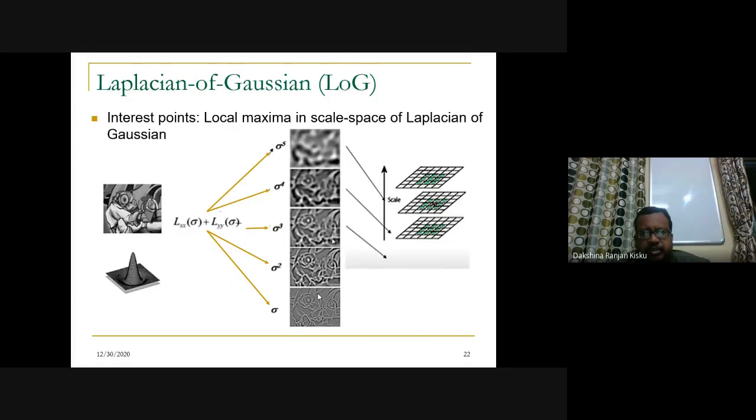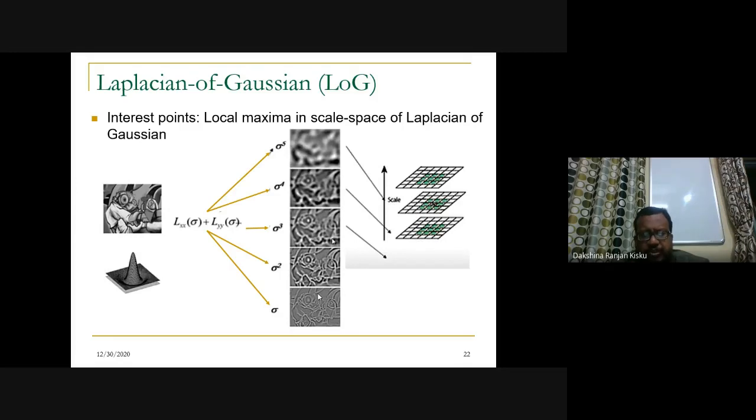Now, what is Laplacian of Gaussian? Suppose we have been given an image, and on the left hand side you can see the image. Below this image you can see the signal. This is called the Laplacian of Gaussian function. After applying the Laplacian of Gaussian on this image, we obtain five different images, or five different scales, by changing the sigma values. From bottom to top, for the first image we consider sigma, for the second image sigma square, for the third image sigma cube, and so on, then sigma four, then sigma five.